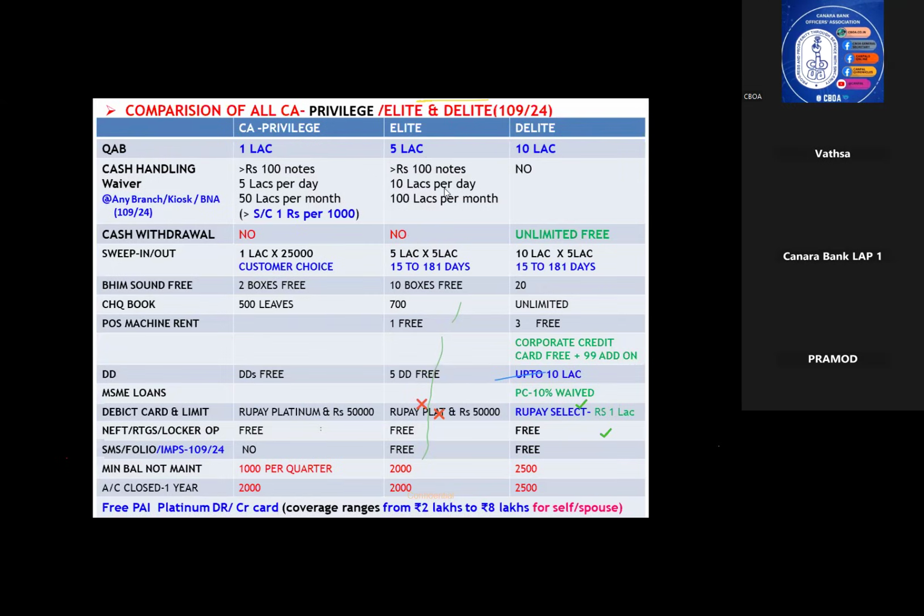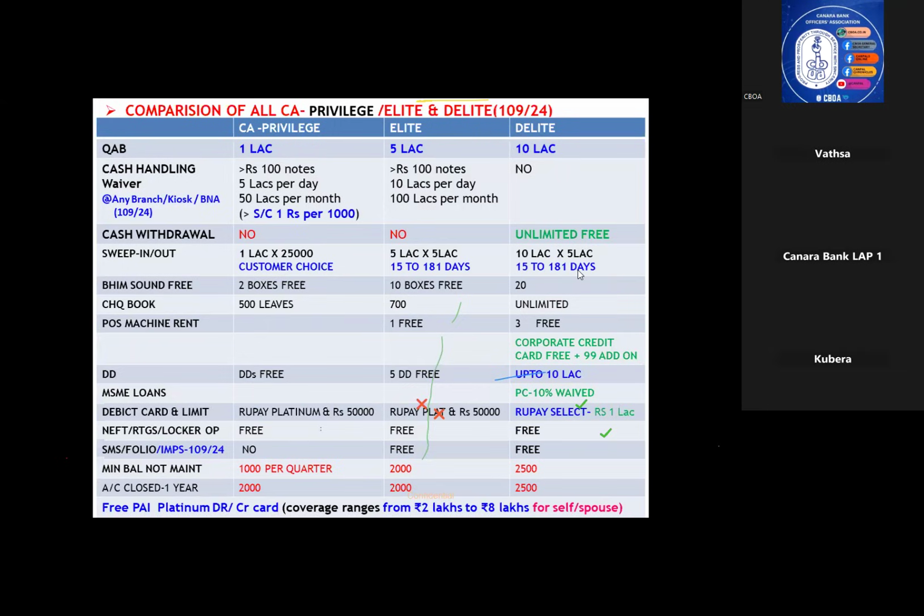And these 2 categories can deposit cash in any of the branches. Third category, there is no restriction, but they can remit cash only in the base branch. Cash withdrawal, there are no charges. Sweep in, sweep out. First category, it is 1 lakh into 25,000 as per the customer's choice. Second category, 5 lakhs and 5 into 5 lakhs. Here it is only 15 days. In the second and third category, it goes to 15 to 181 days.